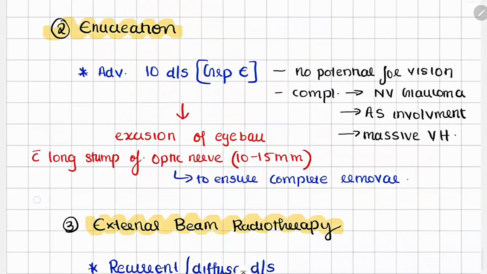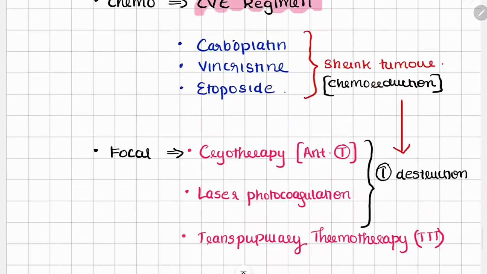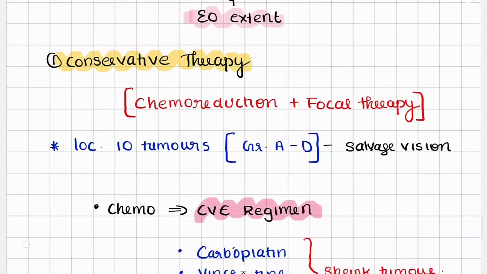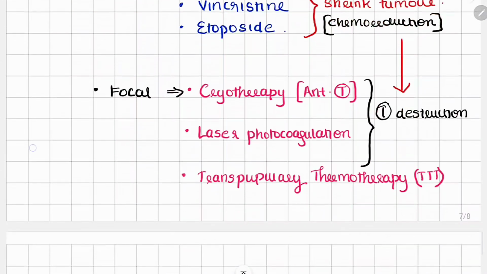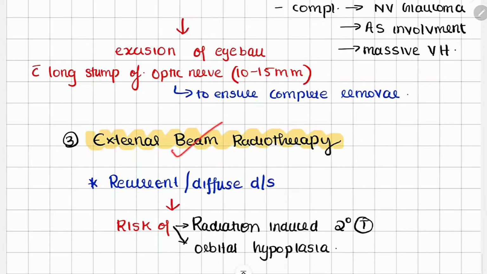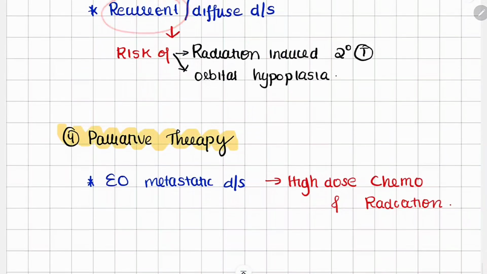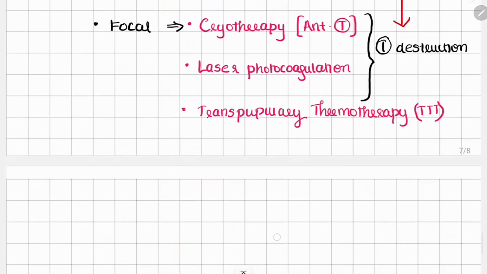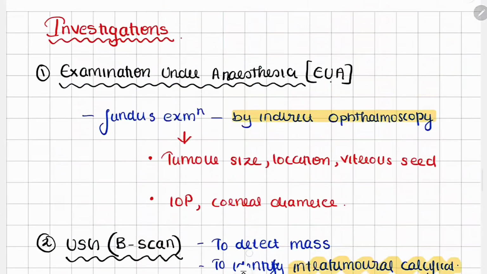So this was all about the treatment. First, treatment is according to the ICRB classification. Conservative therapy for A to D, enucleation for group E, external beam radiotherapy for recurrent ones, and if it is extraocular metastatic, we will do the palliative therapy. So this was all about retinoblastoma.